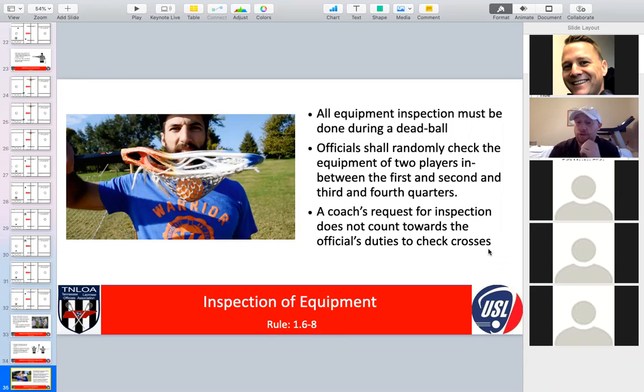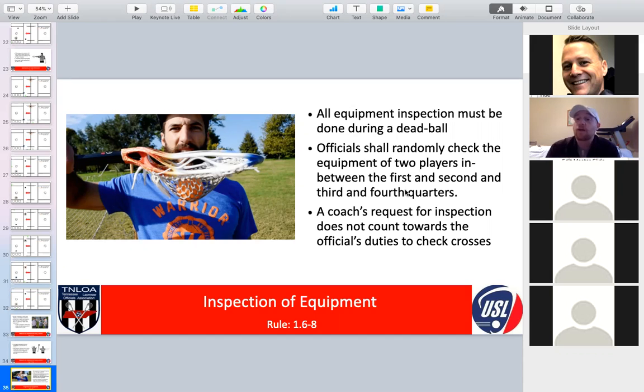Now, US Lacrosse also says that you can check between the first and second periods, third and fourth periods, timeouts, or any dead ball situation is when we can check a stick. Now, I know myself, I like to check sticks the first time out of the game and between the first and second quarters. I want to get them out of the way because sticks are just going to become more illegal during the course of a game. But that is up to you and your partners what you choose to do.